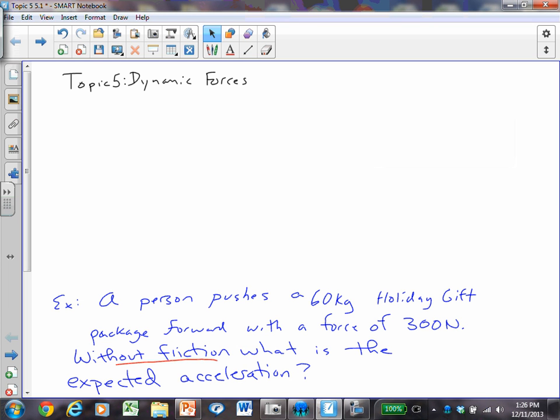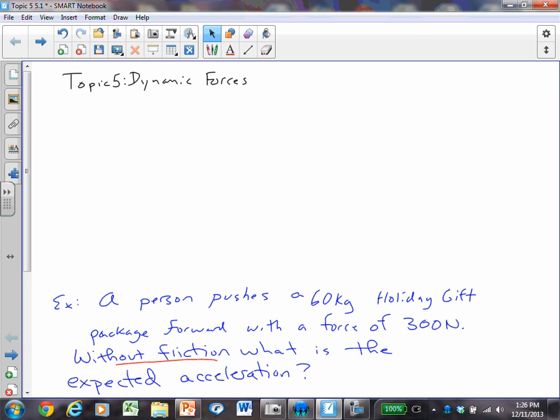Topic 5 is dynamic forces. In topic 4, we did static forces. In static forces, we made use of Newton's first law of motion, equilibrium. And in that case, the sum of the forces equals 0. So we did lefts equal rights, and ups equal downs, and the ramps equal down the ramps.